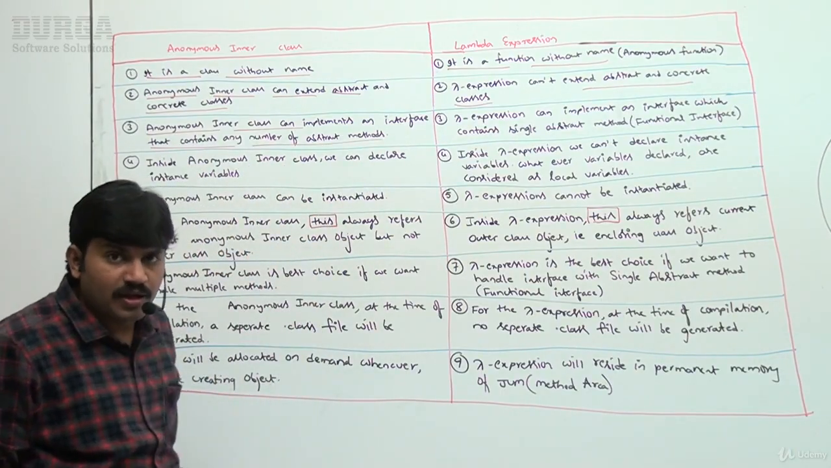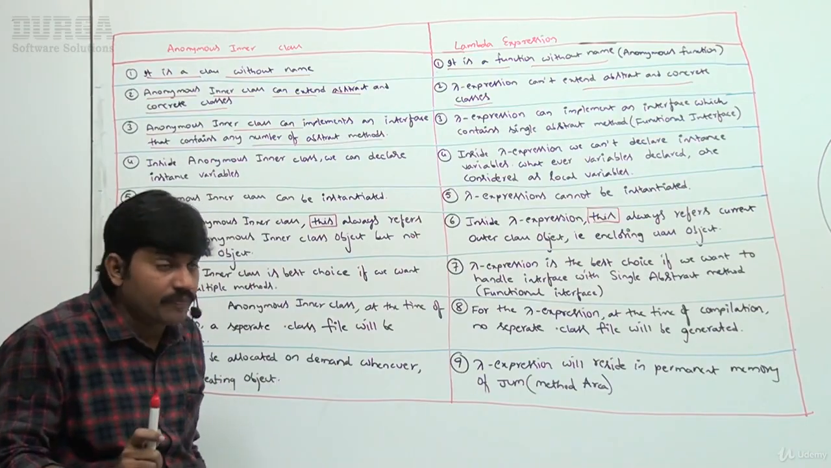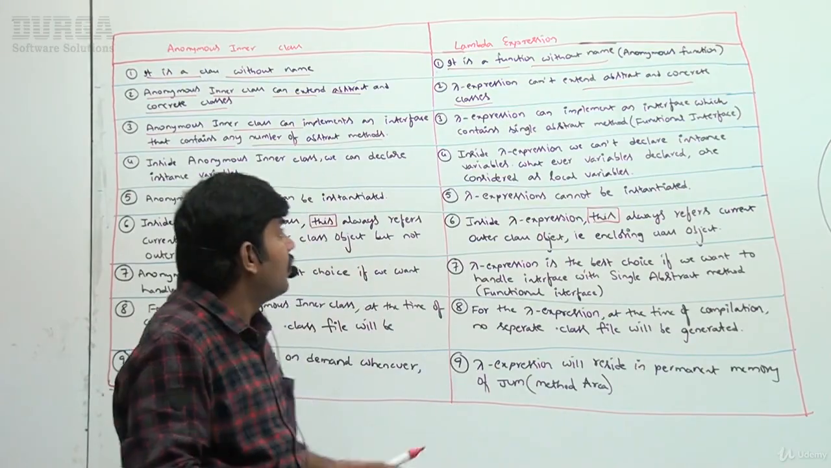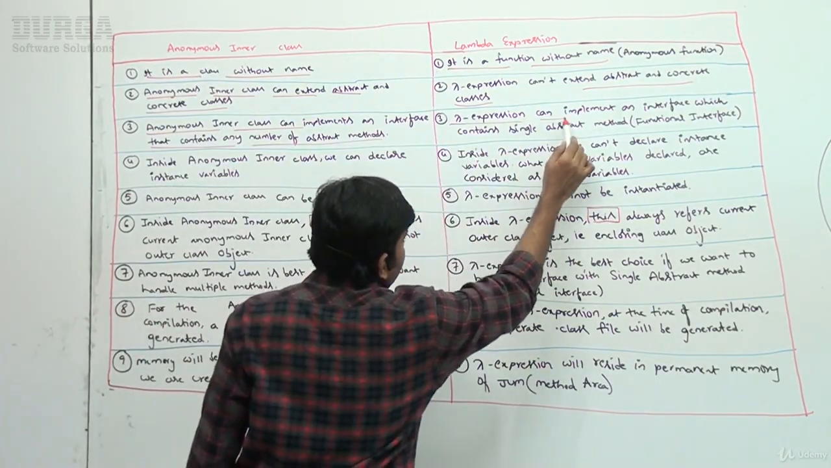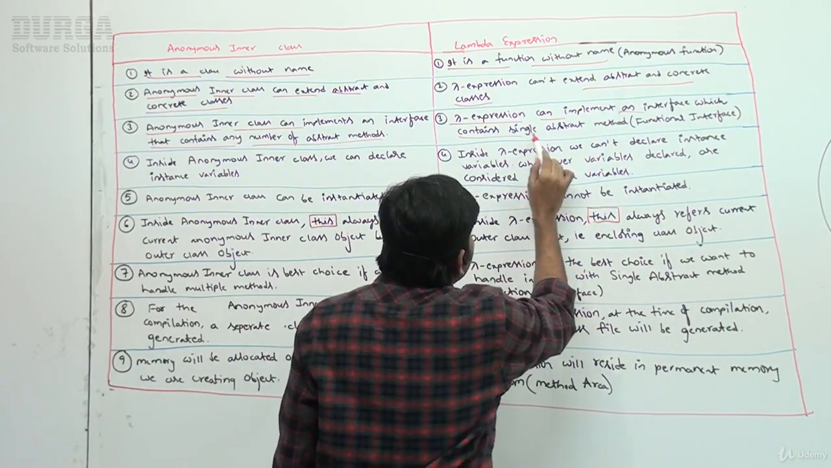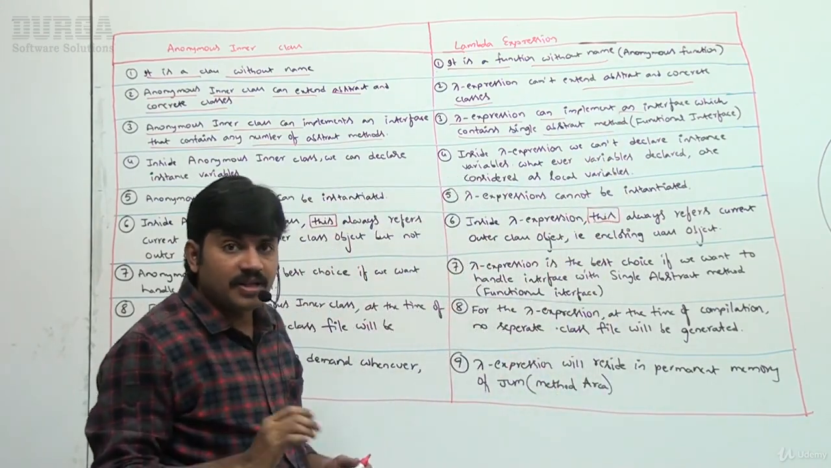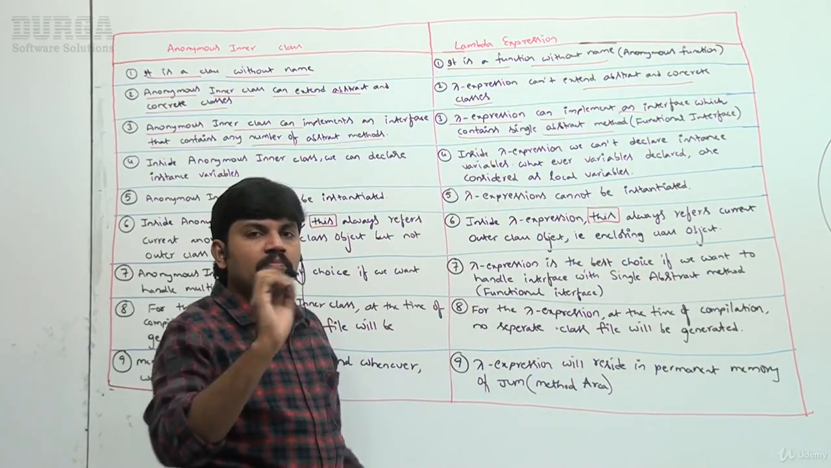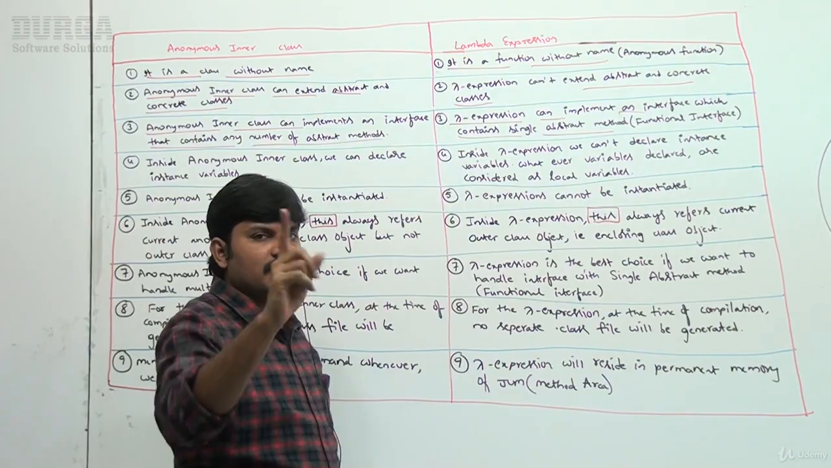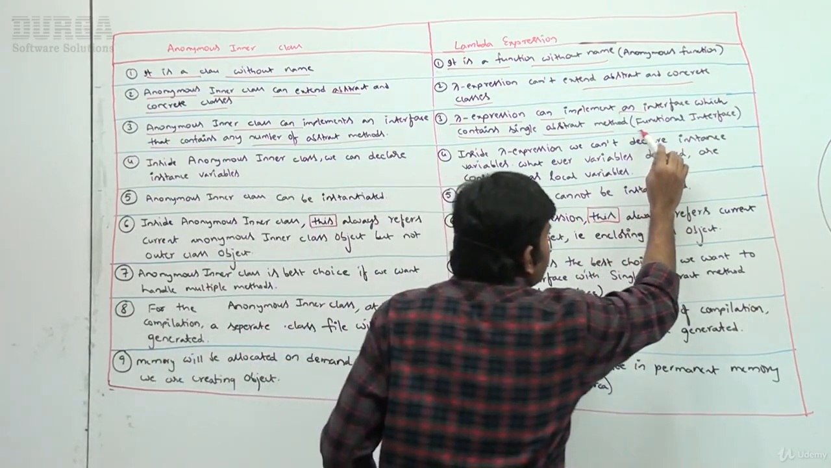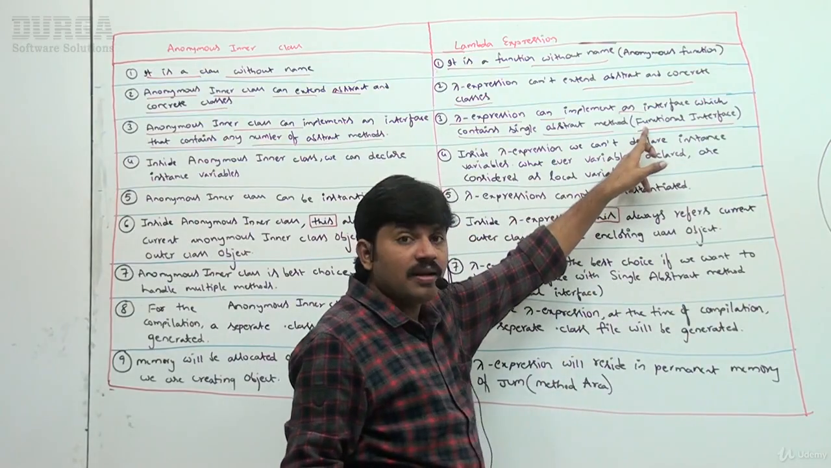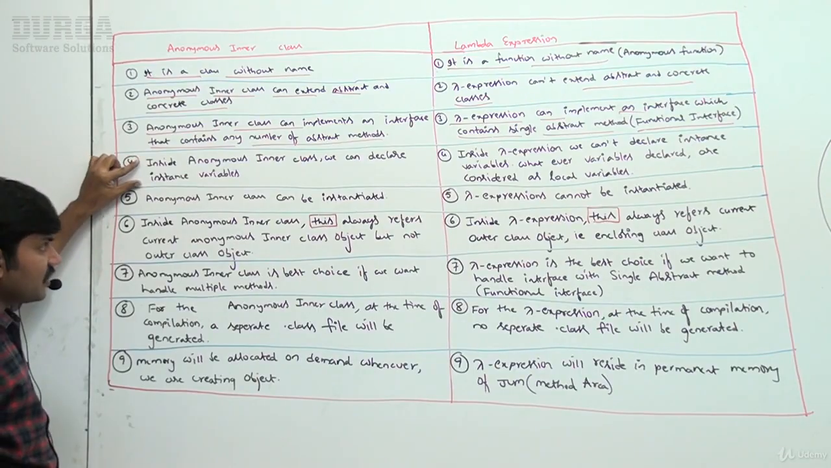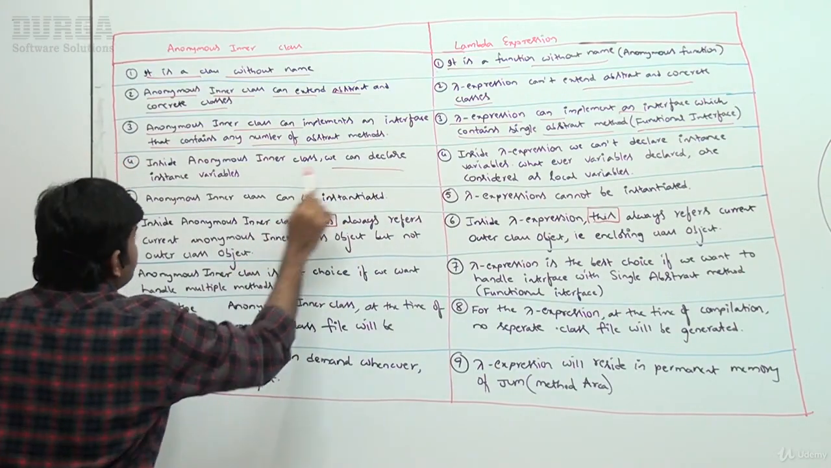Next, an anonymous inner class can implement an interface that contains any number of abstract methods. Sir, if I want to implement an interface with an anonymous inner class, it can contain any number of methods, no restriction, right? But a lambda expression can implement an interface which contains a single abstract method. Are you getting it? Sir, compulsory. If you want to use a lambda expression, the interface should compulsorily contain a single abstract method only. Such types of interfaces are by default considered as what? Functional interfaces, right? Clear?